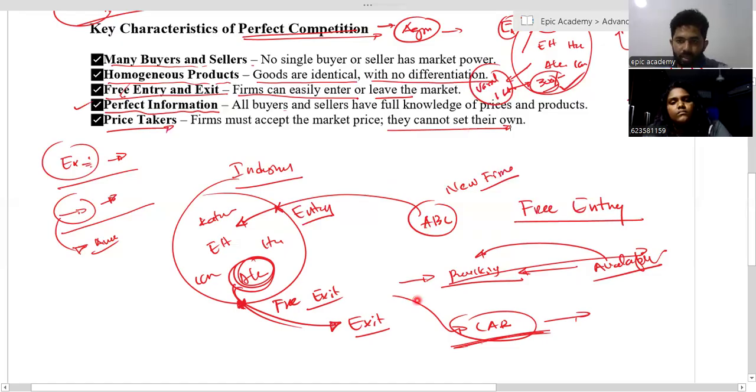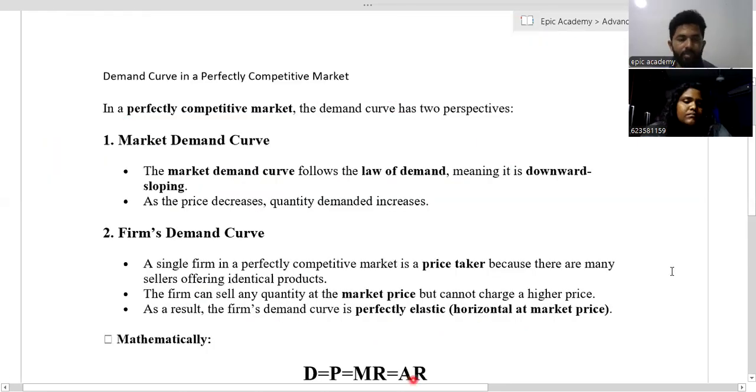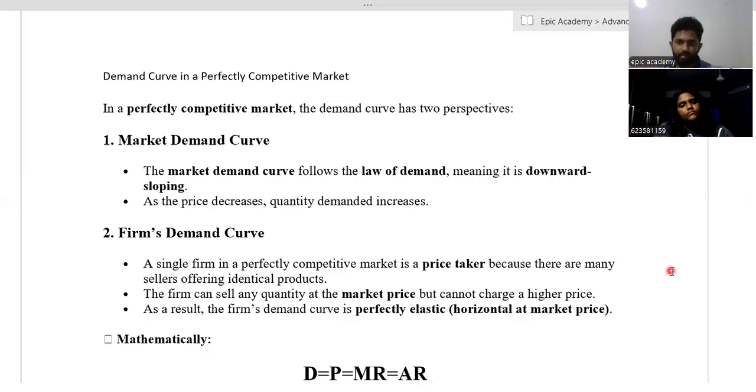Let's move to the next. In a perfectly competitive market structure, the behavior of the demand curve is very different from the normal curve. The demand curve has two perspectives. The first one is the market demand curve and the second one is the firm demand curve.